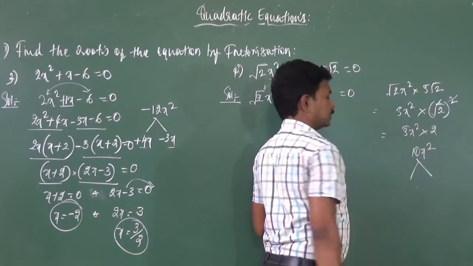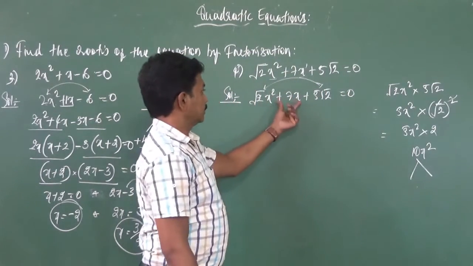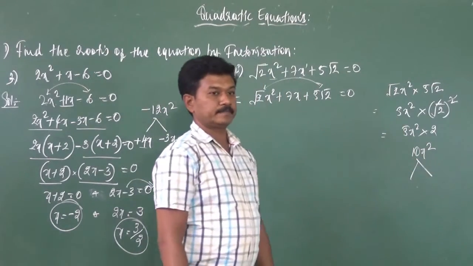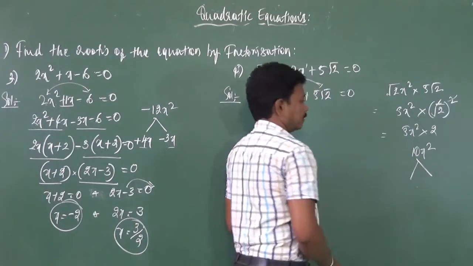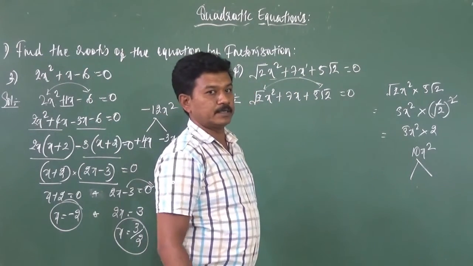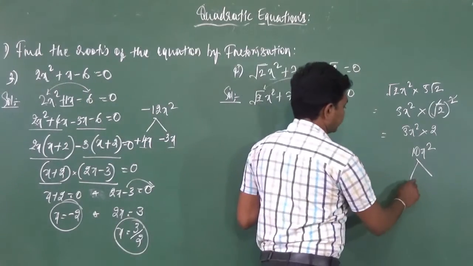You have to split this 10x square into two numbers such that the sum should be equal to 7x and the product should be equal to 10x square. Right? Okay. 10 can be got by 2 into 5 or 5 into 2. That's the only option. Or 10 into 1 also we can get it. Right? Let us try out 5x.